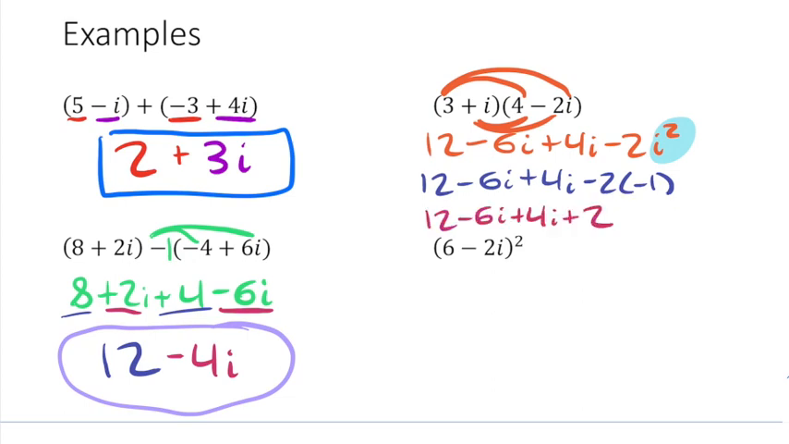And now we're back to the stage where we can combine like terms. 12 and 2 make 14, and negative 6i and positive 4i make a negative 2i. And that would be our final answer.